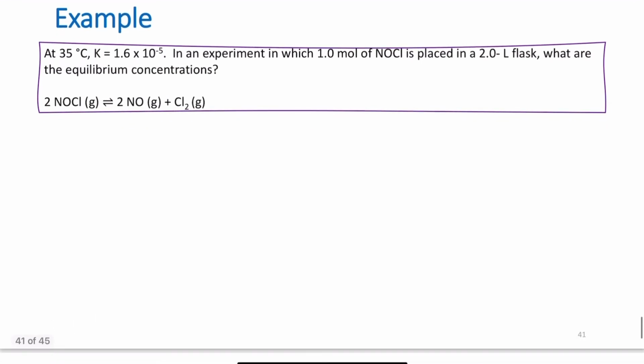Okay. At 35 degrees C, the Kc value is equal to 1.6 times 10 to the negative fifth. In an experiment in which 1 mole of NOCl is placed in a 2-liter flask, what are the equilibrium concentrations? And it gives me the reaction here. So I've got 1 mole in a 2-liter flask, which means that my concentration is 0.5 molar.